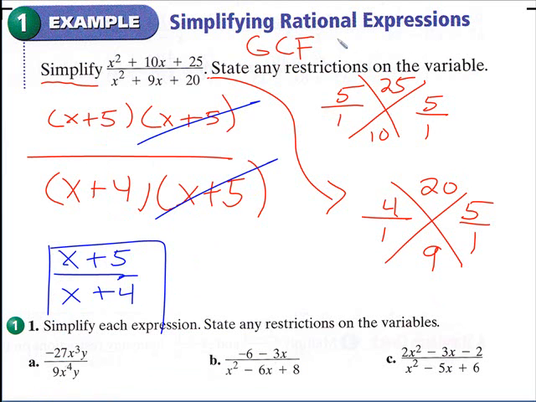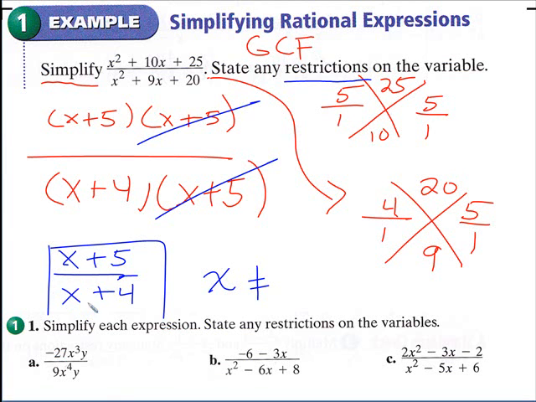Now next thing, they ask you for restrictions. If you recall from chapter 1, I know it's been a while, restrictions, basically we can't divide by 0. So anything that makes 0 in the denominator, in the bottom, you can't have that. So what are the values that x cannot be? Those are your restrictions. You notice here, when is this going to be 0? If x is negative 4.